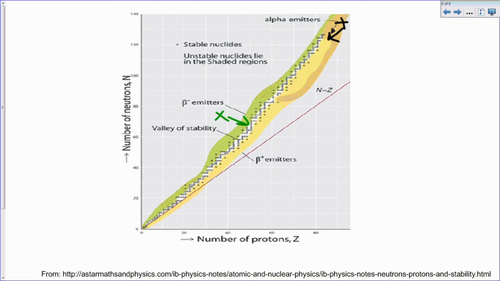Now notice, it might start in the orange, move to the yellow, and then go into the zone of stability. That just means that it would undergo alpha decay first before moving back into beta plus emission to cause it to get into that zone of stability. These decays can happen in a chain, one right after another, until that nucleus is once again stable and found in the zone of stability.